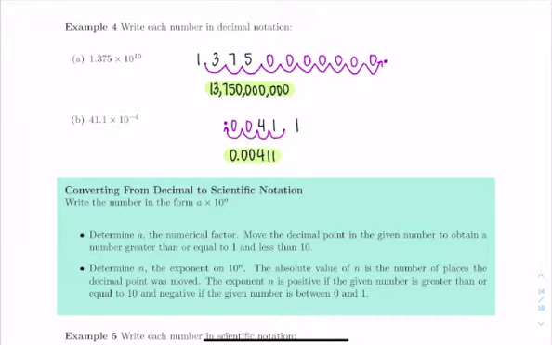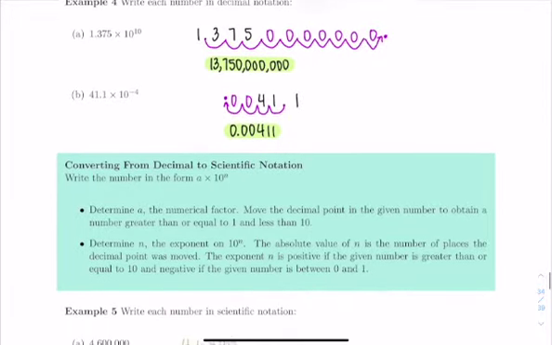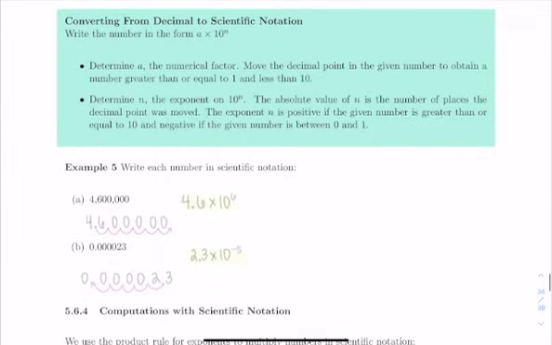What about decimal to scientific notation? So to write the number in the form a times 10 to the nth, we'll determine a, the numerical factor, by moving the decimal point in the given number to obtain a number greater than or equal to 1 and less than 10. Determine n, the exponent of 10 to the n. The absolute value of n is the number of places the decimal point has moved. The exponent n is positive if the number is greater than or equal to 10 and negative if the given number is between 0 and 1.